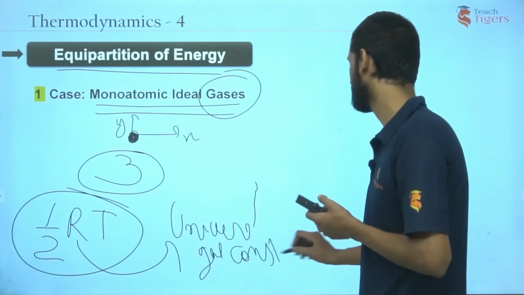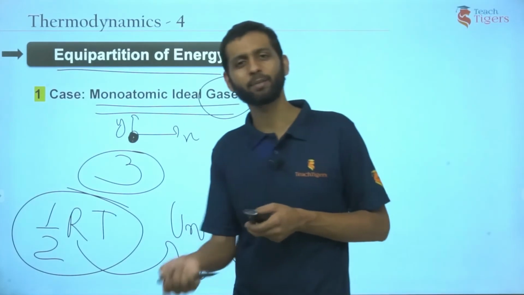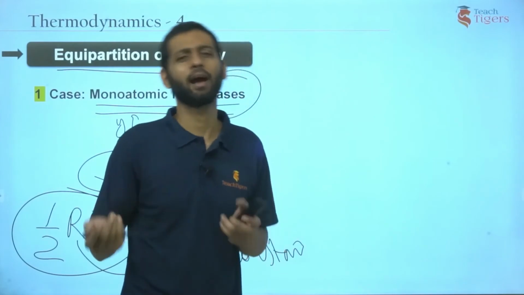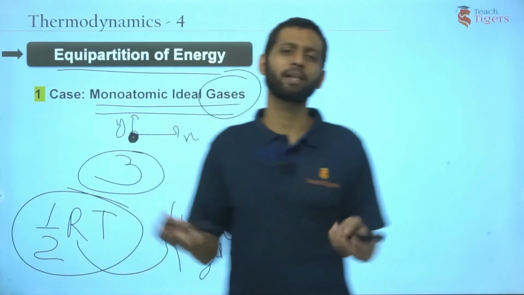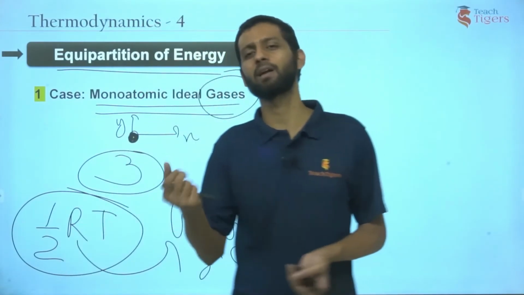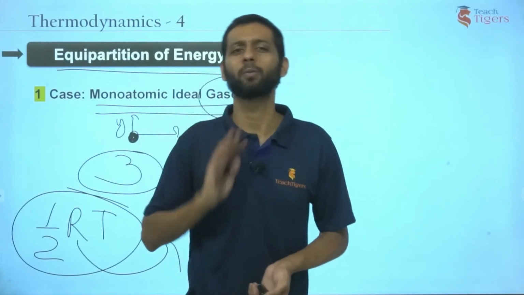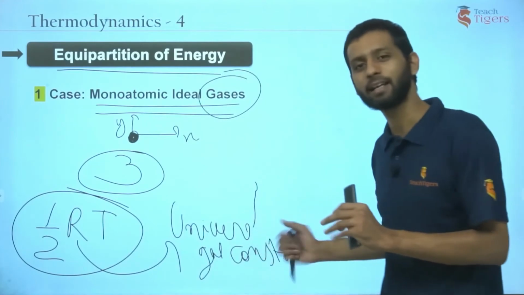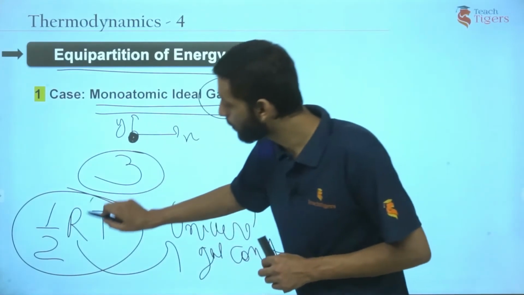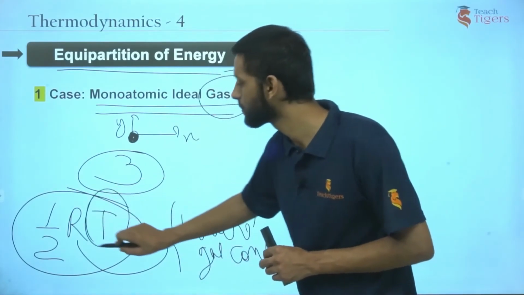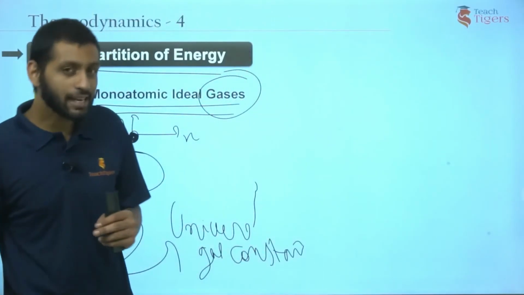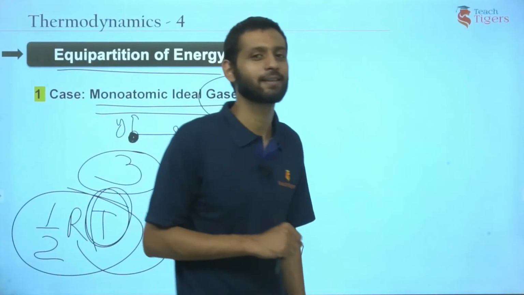Its values are very clear. In SI units, the value is 8.314. In terms of liter bar, the value is 0.083. In terms of liter ATM, the value is 0.082. So you have to remember the units, but it's a constant at the end of the day. The important thing is temperature. As the temperature increases, the energy increases.